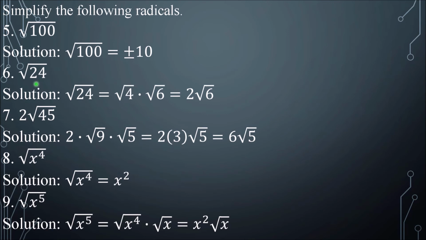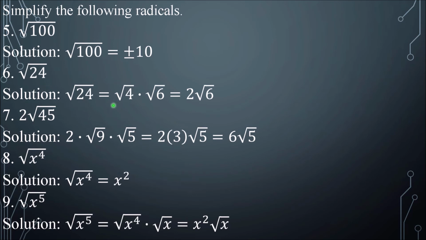Number 6 is square root of 24. Take note, 100 is a perfect square, so it's easy for us to get the square root of a perfect square number. Now how about this one, 24? 24 is not a perfect square number, meaning to say, there is no whole number which, when multiplied by itself, gives you 24. How are we going to simplify square root of 24?